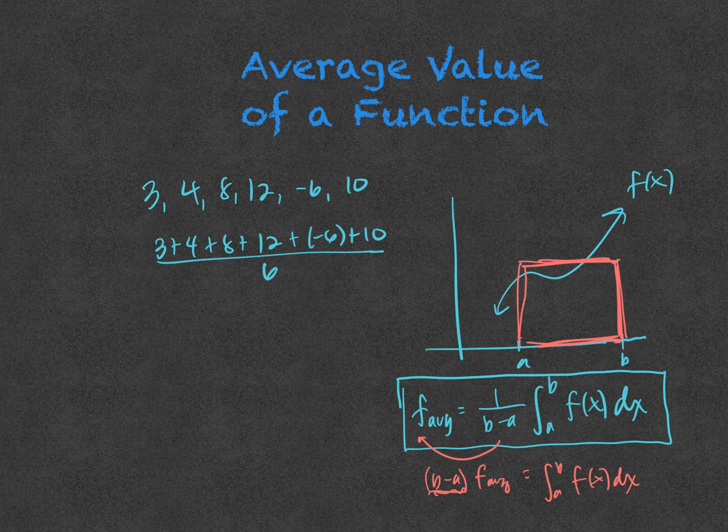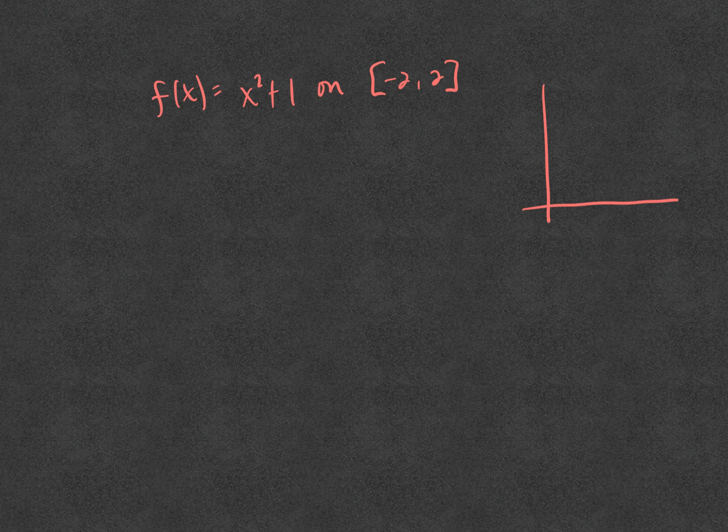So let's look at one of these. Let's just do a basic one: let f of x equal x squared plus 1 over the interval, they say on or over, it depends on which textbook you're using, -2 to 2. You don't need a graph for these, but x squared plus 1 is a parabola that crosses the y-axis at 1, and the interval for our x values is -2 to +2.